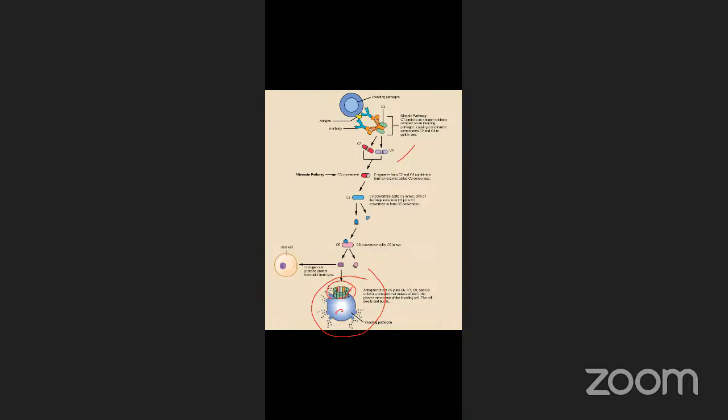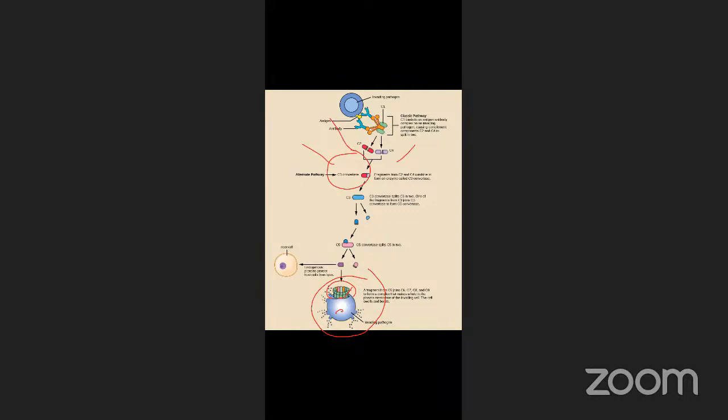All the pathways lead to the formation of the C3 convertase. In all the pathways, C3 convertase is the common point or junction. The 1, 2, 3 pathways lead to the cleavage of the C3 molecule. C3 convertase is the junction between all three pathways.